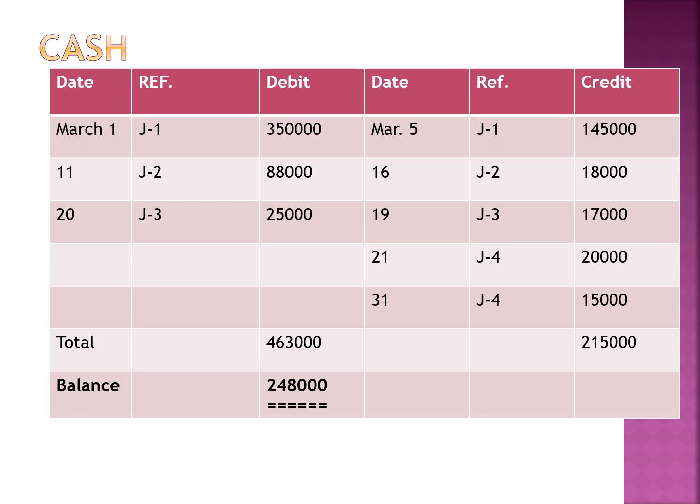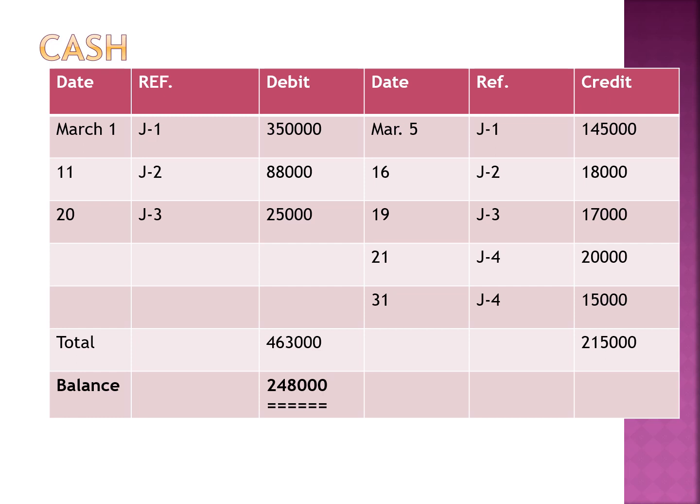On March 20, cash is debited. This is actually the collection of accounts on March 20 from our journal entry, so that's J, page 3. On March 19, this is the transaction which is partial payment of accounts payable. So we credited cash 17,000. That is journal page 3.